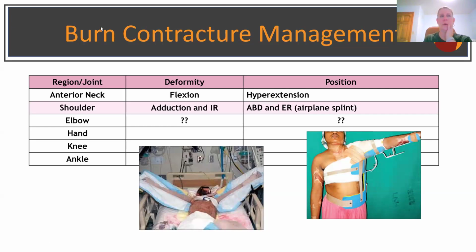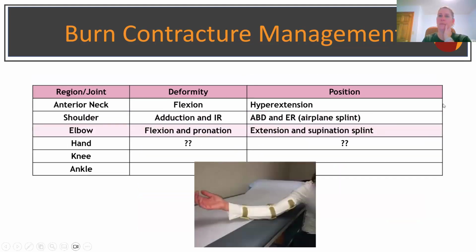What do you guys think about the elbow? What is the typical deformity? Okay, people are saying flexion. Yeah, flexion and pronation. So typically we're going to do extension and a supination static splint. Okay, and sometimes this is OT, but sometimes it's not, right? Sometimes it's us, so we need to know some of that. All right, what about the hand?